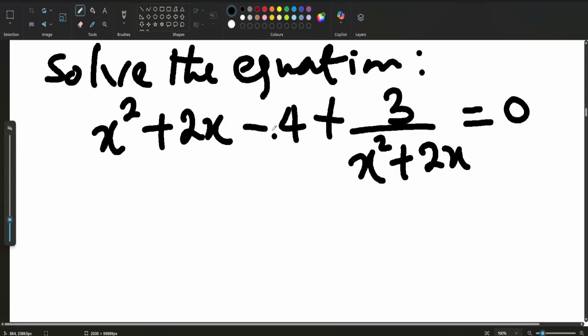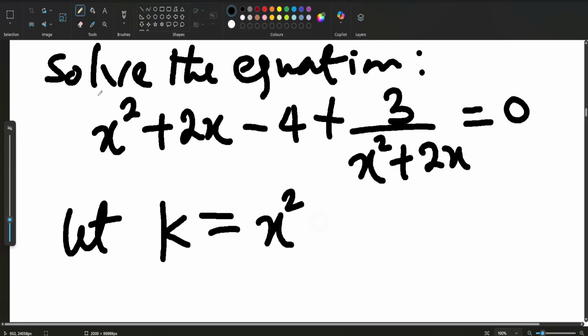Okay, so looking at this equation, we're asked to solve it. To be able to solve this equation, if you look at it critically, you will observe that these two terms, x squared plus 2x, are similar to these two terms here, x squared plus 2x. So a faster way of solving this is to let this be a particular letter. Let's say k equals x squared plus 2x.